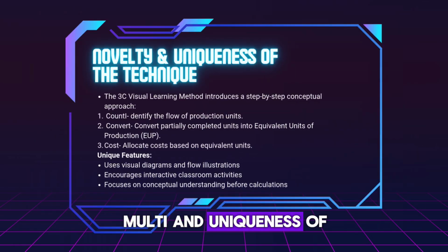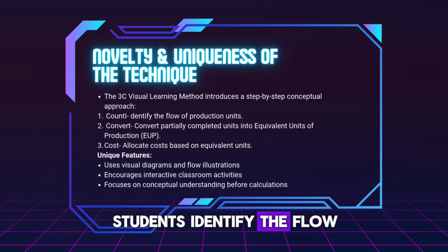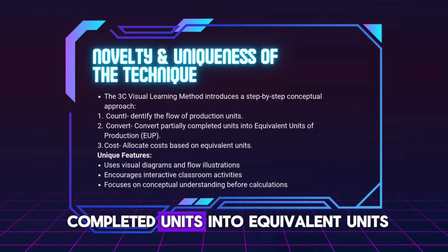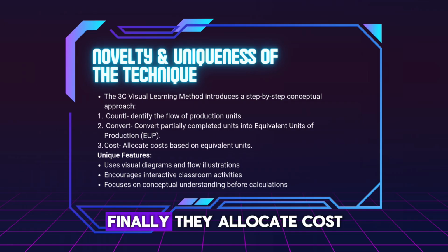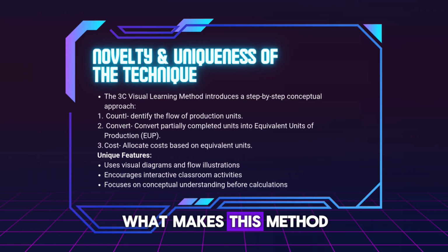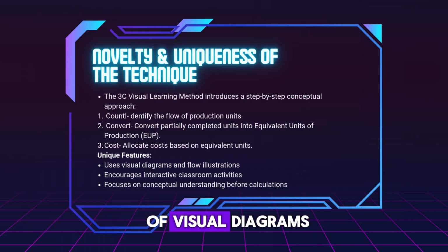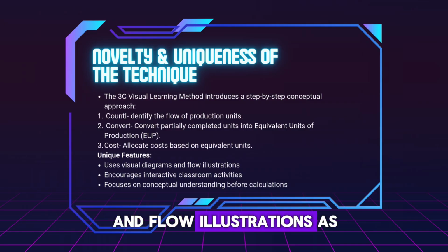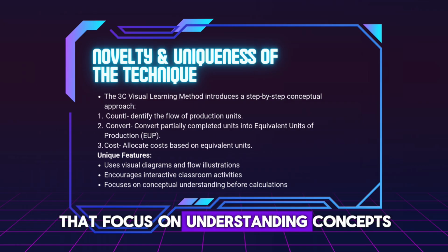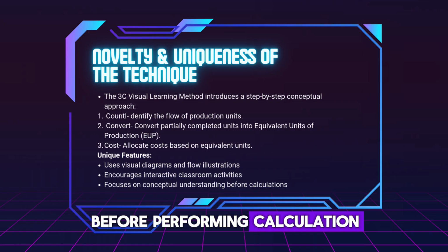Novelty and uniqueness of the method. The 3C visual learning method is built on three simple steps: count, convert, and cost. First, students identify the flow of production units. Next, they convert partially completed units into equivalent units. Finally, they allocate costs based on those equivalent units. What makes this method unique is its use of visual diagrams and flow illustrations, as well as interactive activities that focus on understanding concepts before performing calculations.